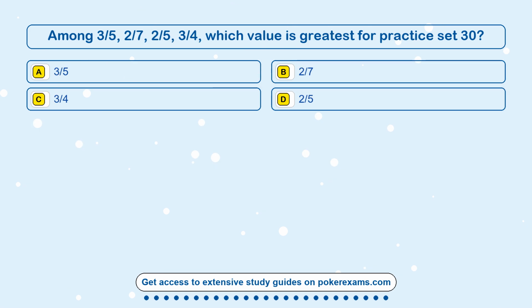Question 2. Among 3/5, 2/7, 2/5, 3/4, which value is greatest for practice set 30? Option A 3/5. Option B 2/7. Option C 3/4. Option D 2/5.